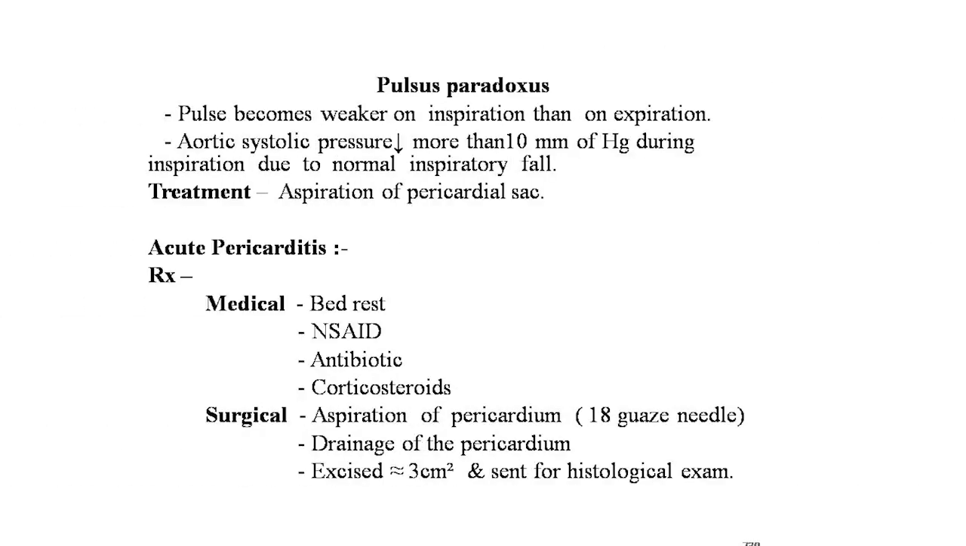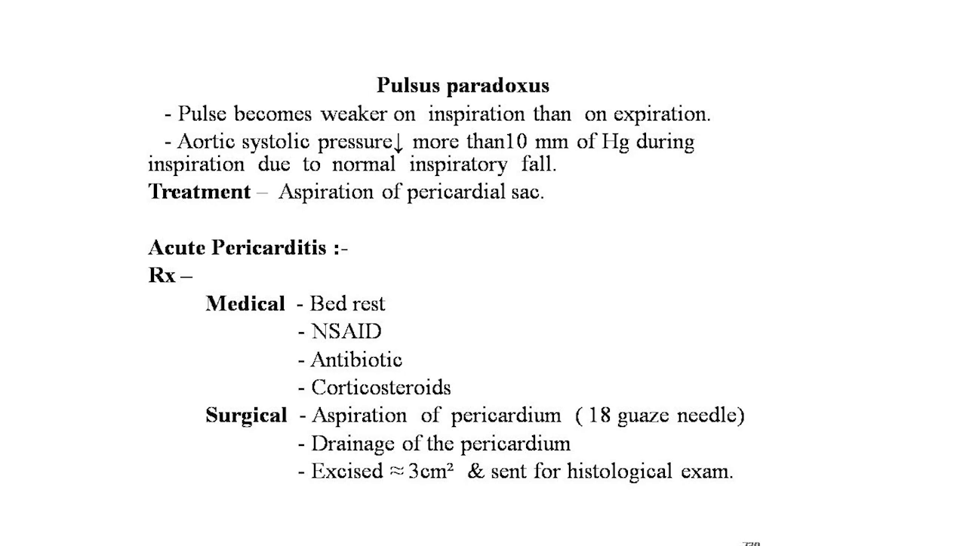Now pulsus paradoxus means the pulse becomes weaker on inspiration than on expiration. Aortic systolic pressure falls more than 10 mm Hg during inspiration. This is due to the normal inspiratory fall in the intrapericardial and right atrial pressure during inspiration.